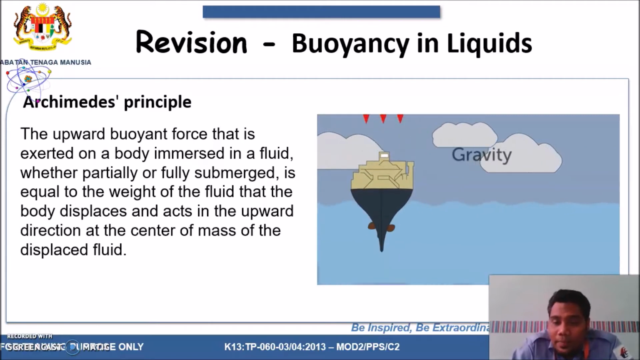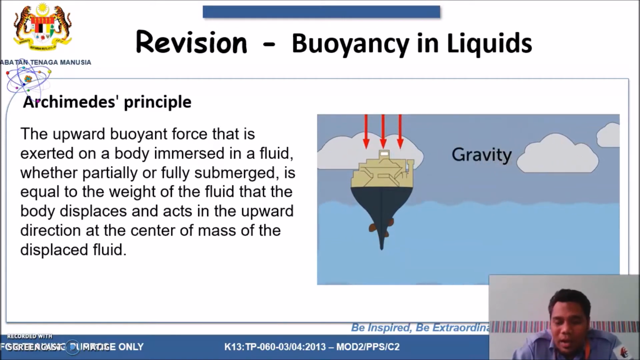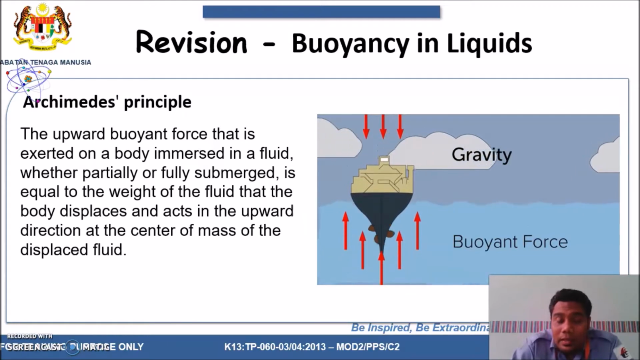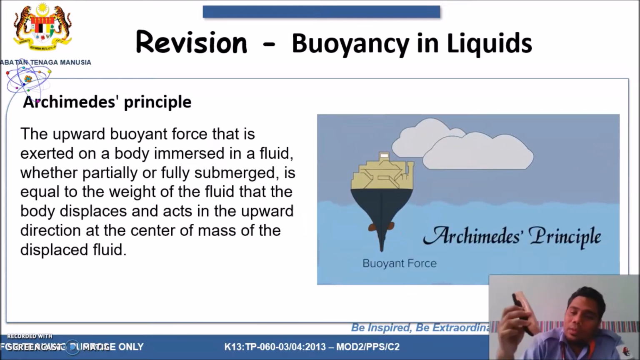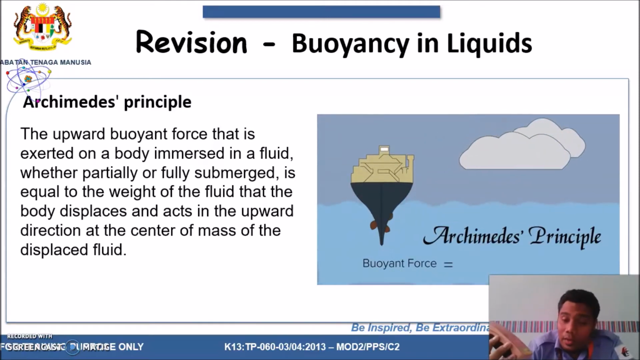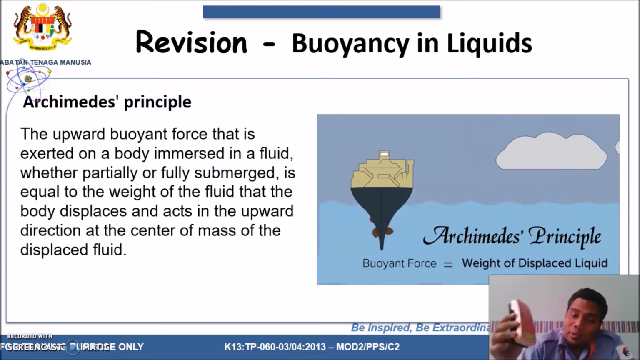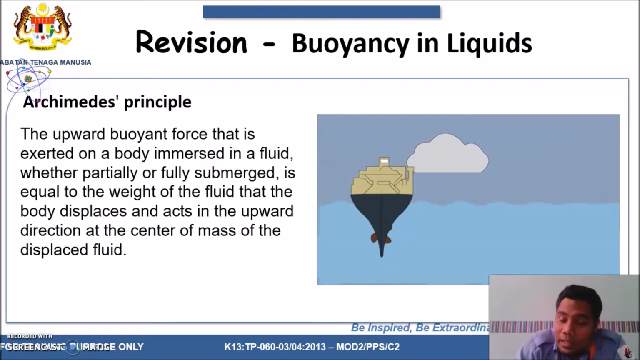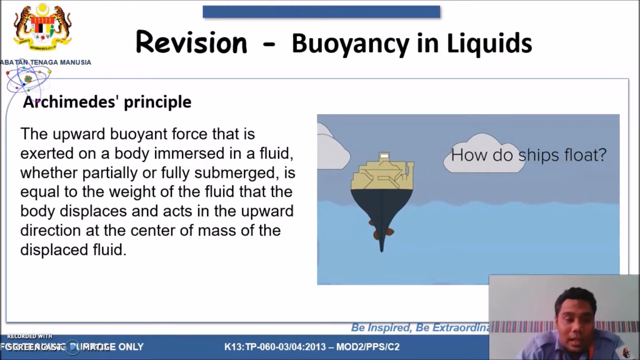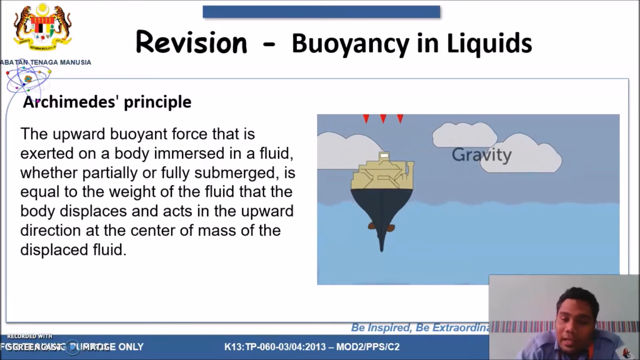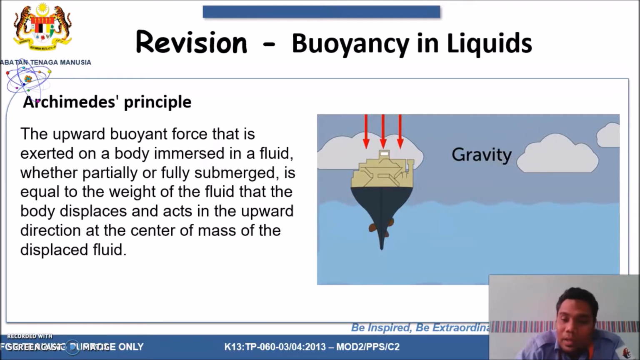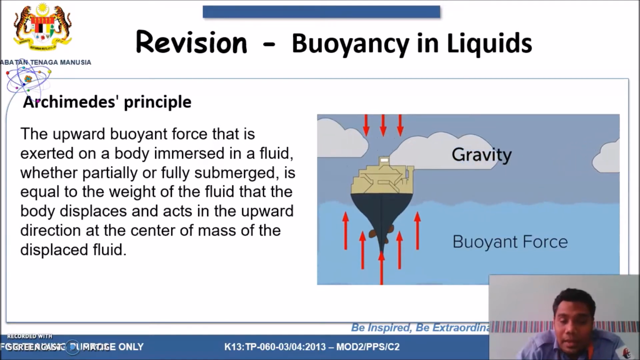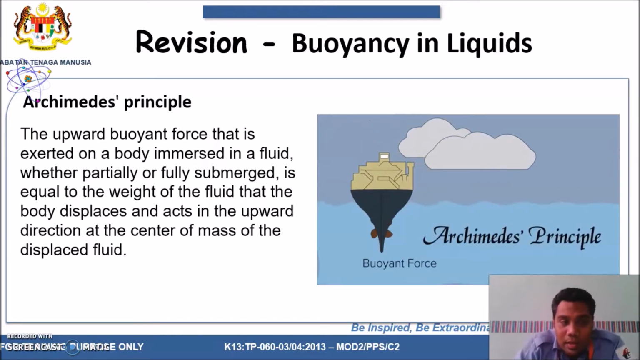Previously, you have learned about buoyancy in liquid. How does a ship float? How can a heavy metal float on our sea or water? If we throw a rock into the water, we will see that the rock will submerge or immerse into the water. The rock will sink. But how can a heavy ship made of iron float on the water? It comes from the buoyancy principle, or Archimedes principle.